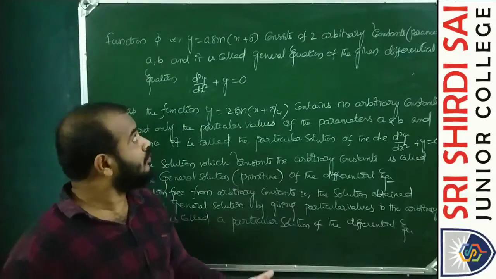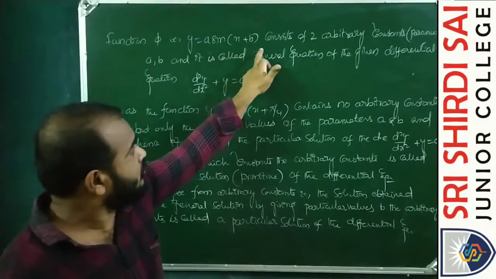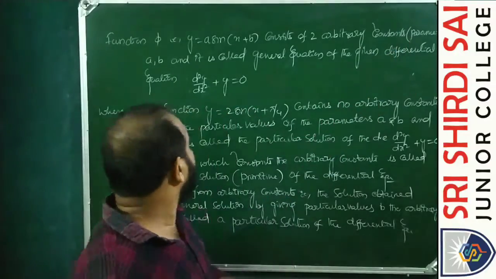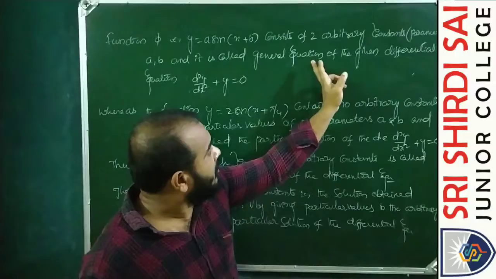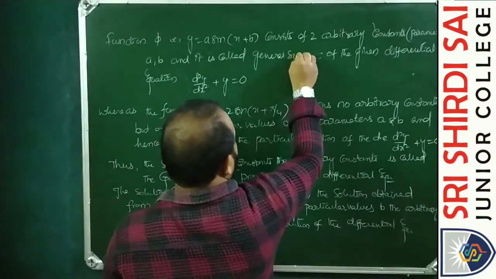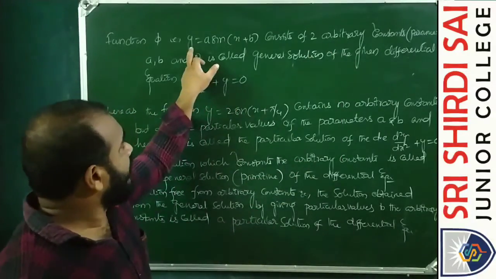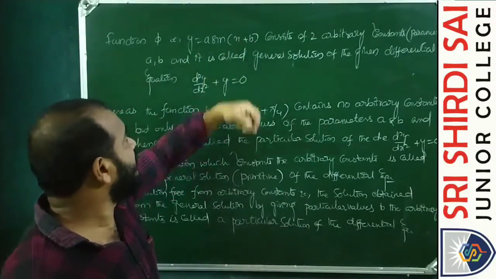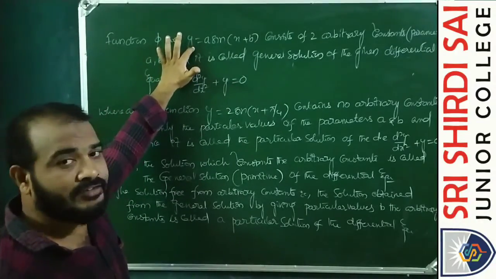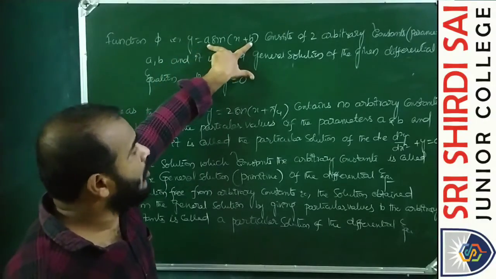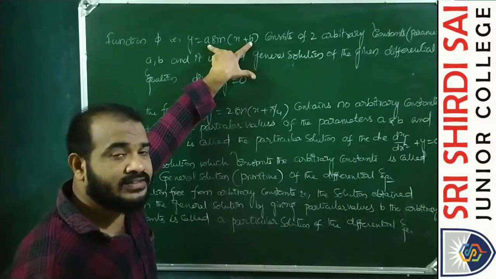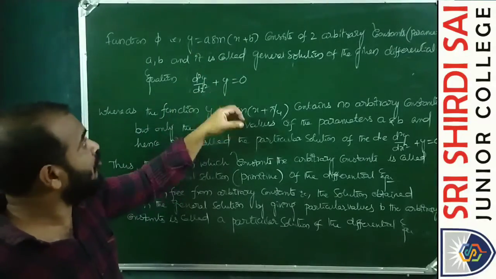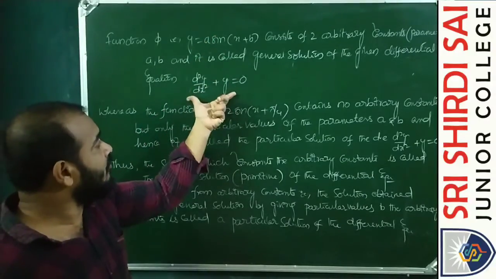Therefore, we can arrive at this concept: the function phi, that is y equals a sine x plus b, consists of two arbitrary constants a and b, called parameters, and is called the general solution of the given differential equation. Since it contains the two parameters a and b, this is said to be the general solution. Why? Because a and b are arbitrary constants, for which we differentiated twice and substituted back in the given differential equation, and it satisfied the equation.